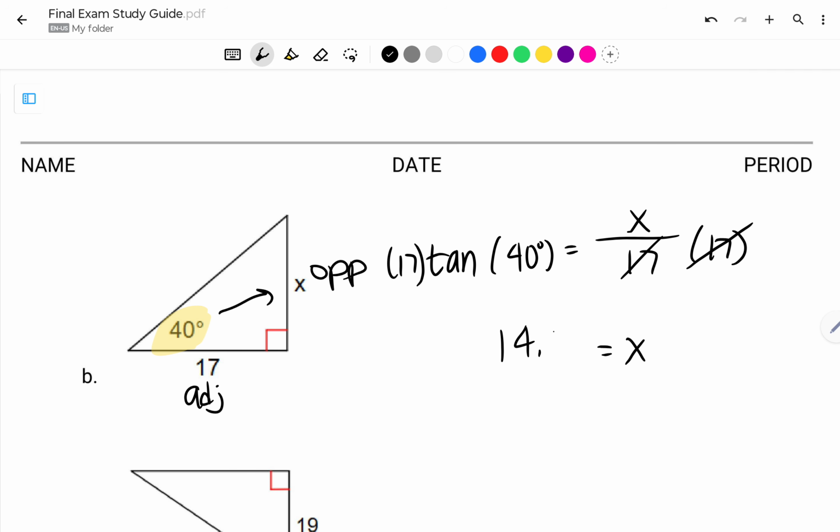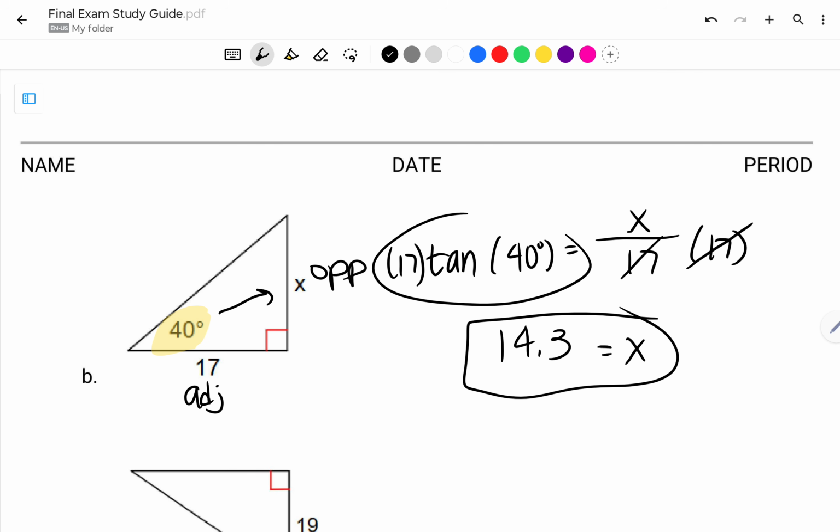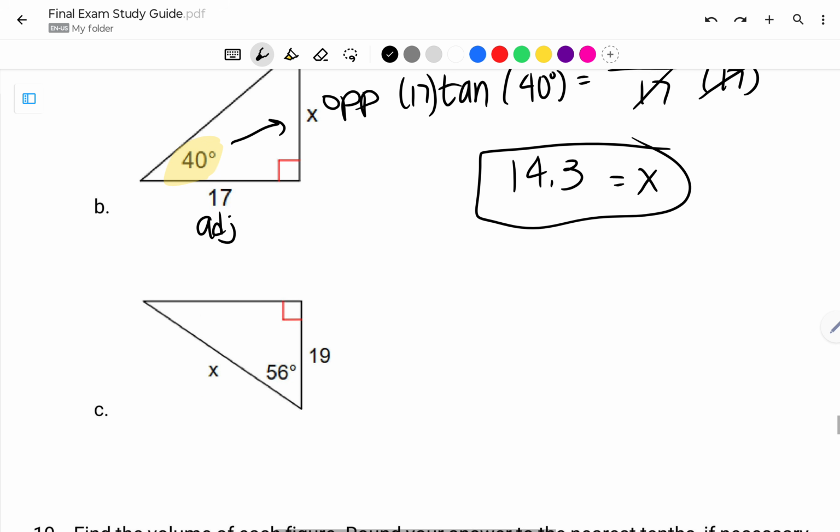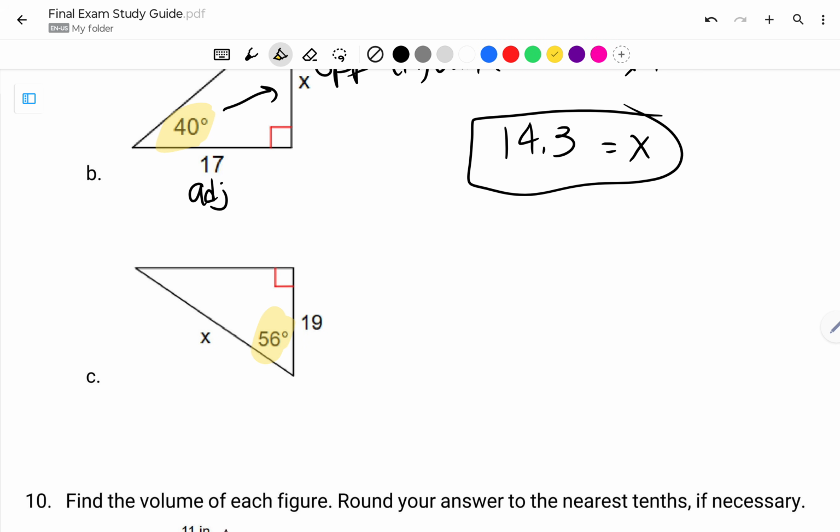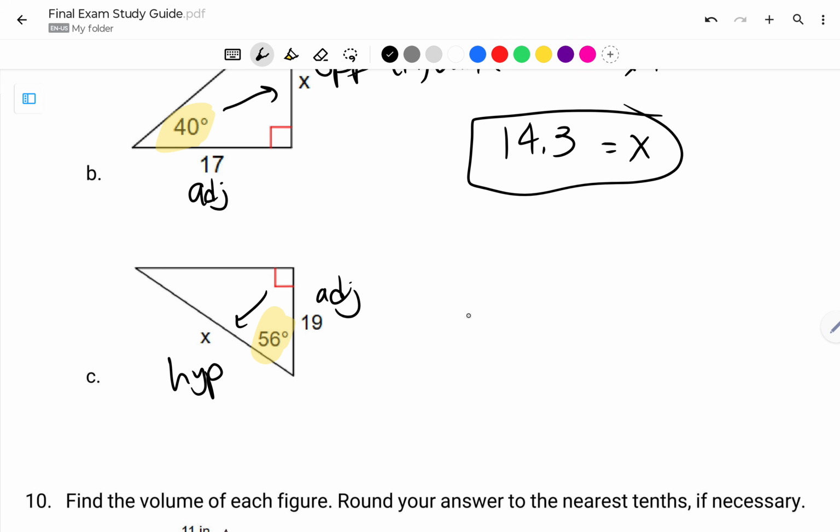It should be 14.3. I just plugged in 17 tan 40 in the calculator. Okay, one more time. This is hypotenuse. This is adjacent. We're using cos. SOHCAHTOA. cos 56 equals 19 over x. X is on the bottom again, so I'm swapping them out.